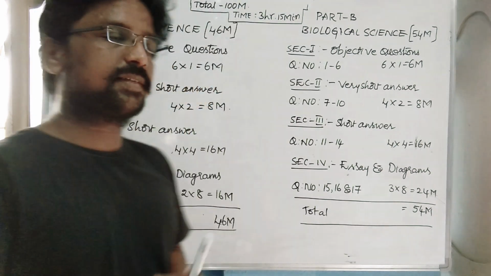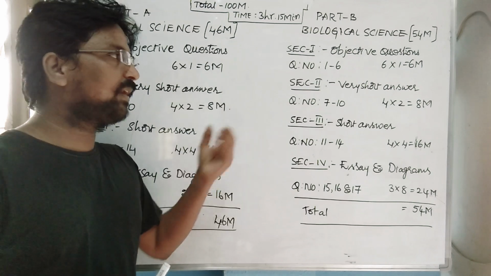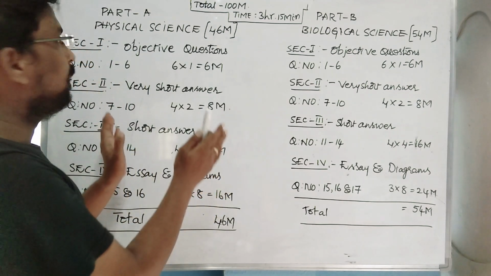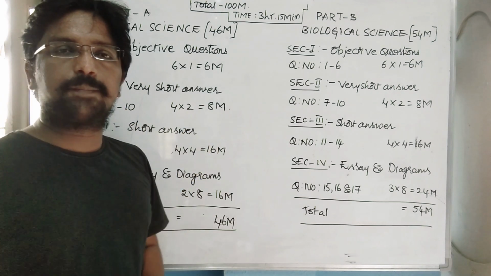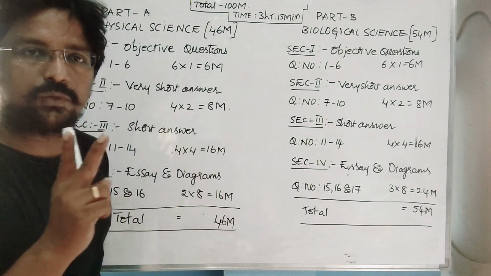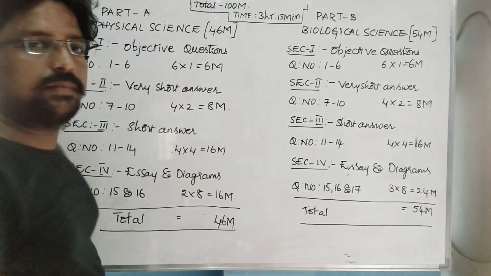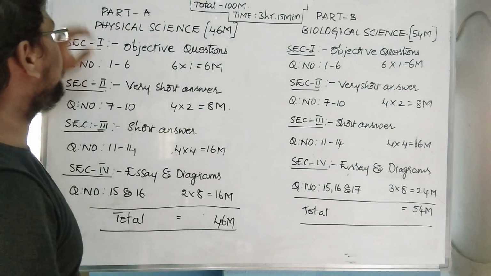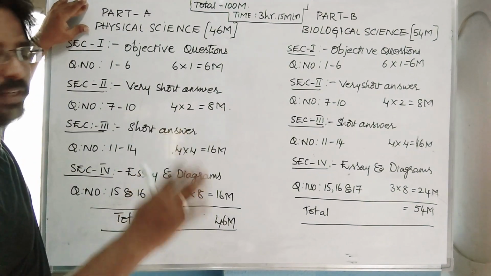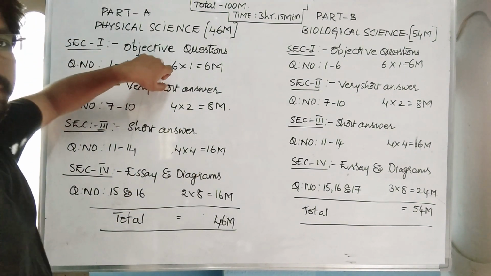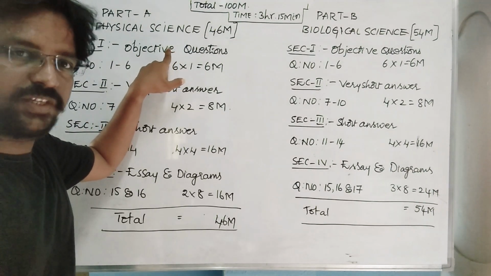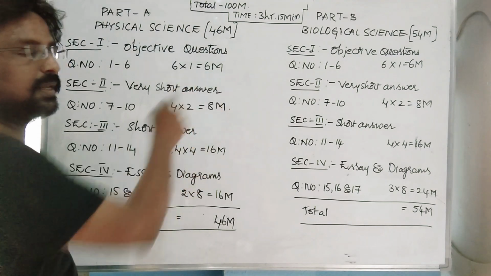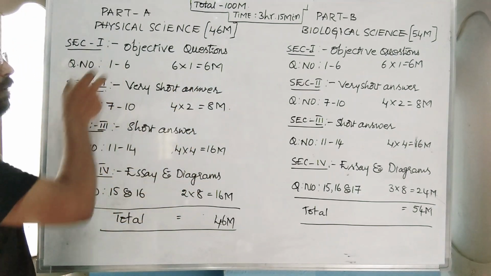Let us discuss how many sections are there in the question paper, right? Totally the 100 marks paper is divided into two parts. Part A is physical science, part B is biological science. In part A, it is divided into four sections. Section 1 consists of objective questions, from question number 1 to 6. Each question carries 1 mark, totally 6 marks for section 1.